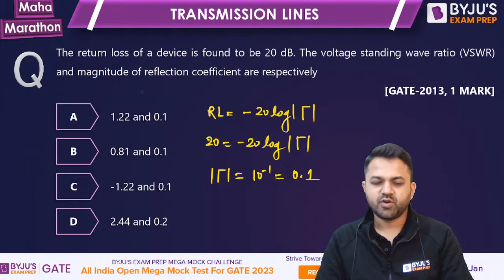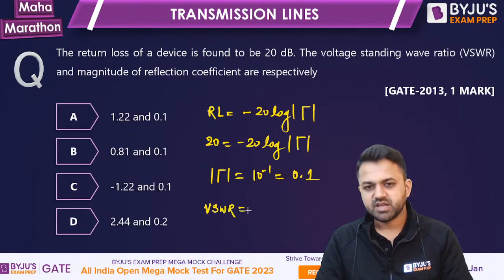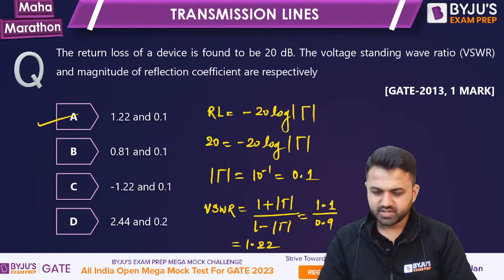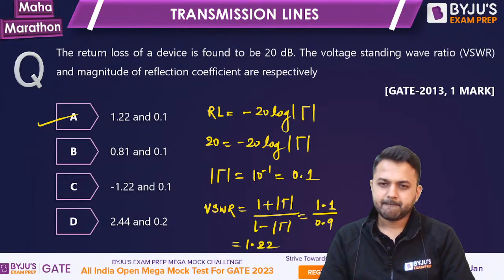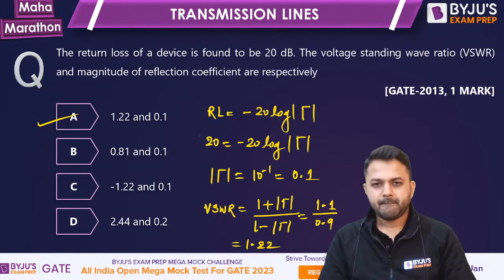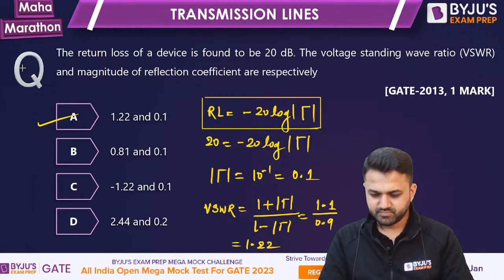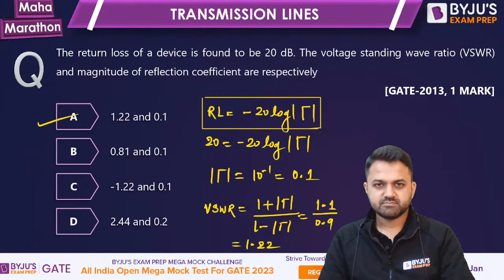And we want to calculate the standing wave ratio also. So the standing wave ratio is 1 plus mod gamma divided by 1 minus mod gamma. So this is 1.1 divided by 0.9, so it is 1.22. So the answer is option A. Those who don't know about this formula: the return loss is minus 20 log of the magnitude of the reflection coefficient.